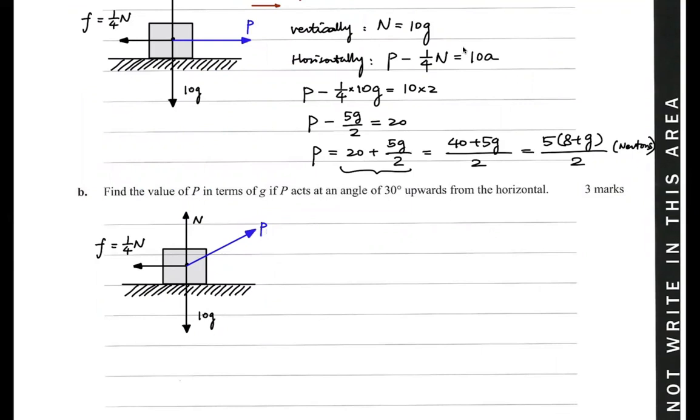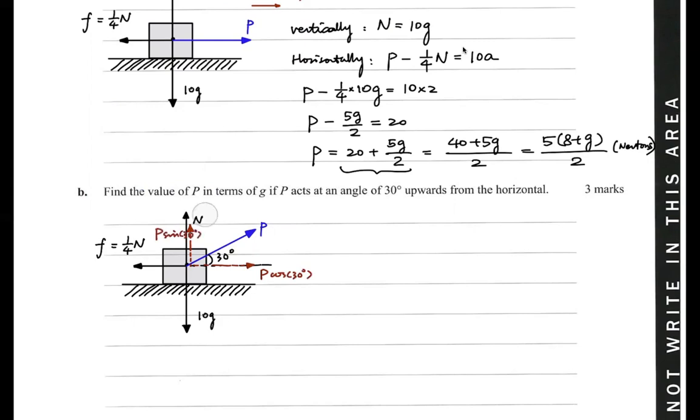Much better. So this is 30 degrees. Looks like we need to break P into two pieces, in the vertical and horizontal directions. Let's use dashed lines to avoid any confusion, because these are two force resolutes. So this bit is P cosine 30 degrees, and this bit is P sine 30 degrees.